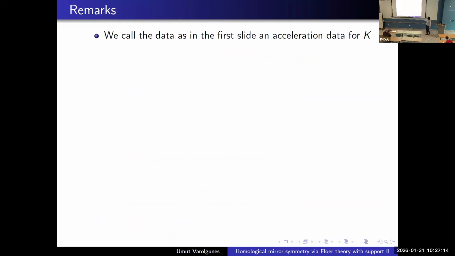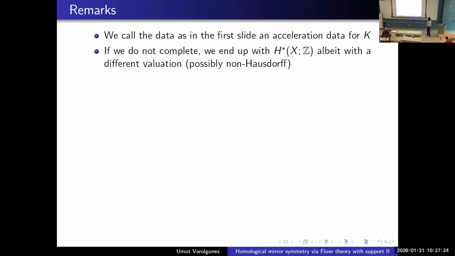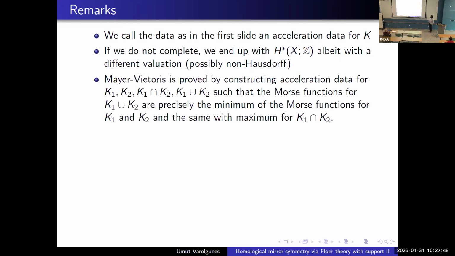Some remarks. I want to refer to this data of the sequence which converges to 0 inside and infinity outside as acceleration data. If I don't complete, and just take the homotopy colimits, then the resulting homology is just the homology of the ambient space. But you could work with that too, because now you have infinite valuation elements. What completion does is kill those infinite valuation elements at the chain level in a way that lets you do homological algebra.